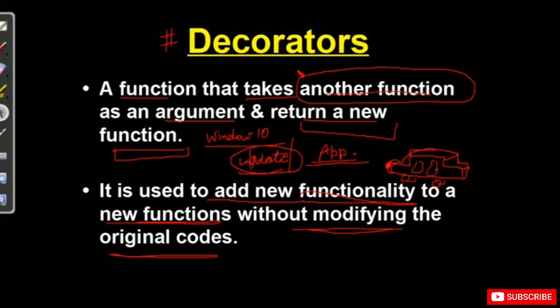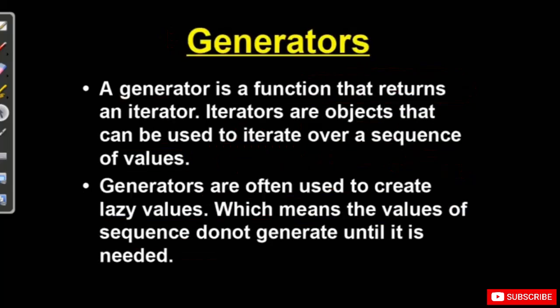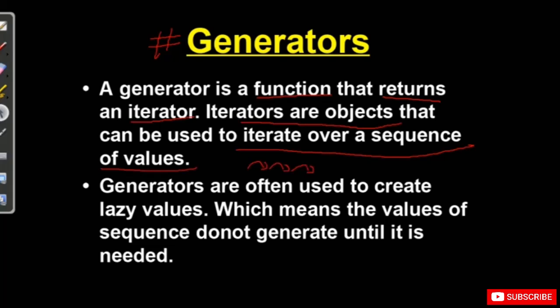Okay, let's proceed to generators. So what are generators? Well, a generator is also a function that returns an iterator. Iterators are objects that can be used to iterate over a sequence of values. Iteration means going on and on and on, something like propagation, you can say. So it propagates throughout the program to find different kinds of results and pick them up. Out of thousands, it picks up a short list for us, and then we can get the result that we want or are expecting.